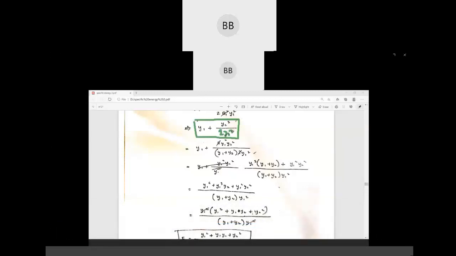After this expression, y1 plus yc cube divided by twice y1 square, we have to replace that yc cube by using the expression that we have already derived in the previous case. And yc cube is equal to twice y1 square y2 square divided by y1 plus y2. That expression that we have just now derived for the rectangular channel, we have to substitute here in place of yc cube. So it will be twice y1 square y2 square divided by y1 plus y2, multiplied by 1 over twice y1 square. So this 2 and this 2 will be cancelled.